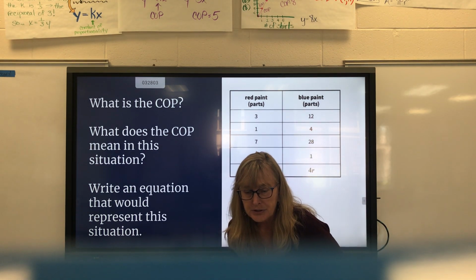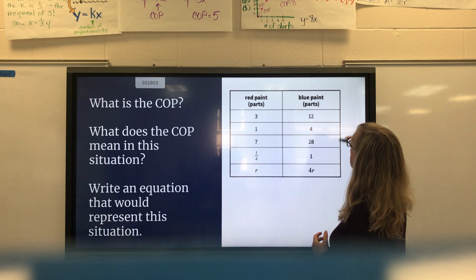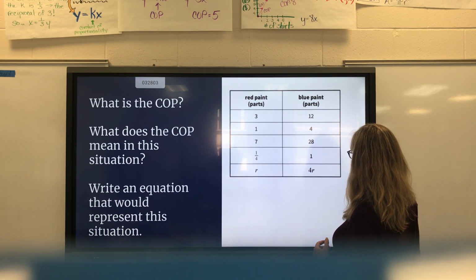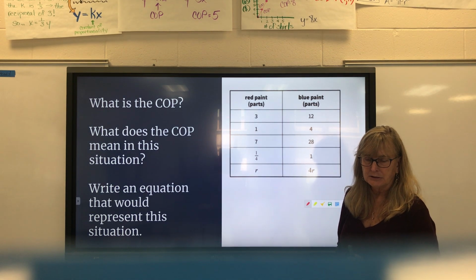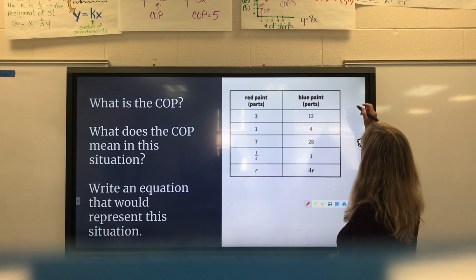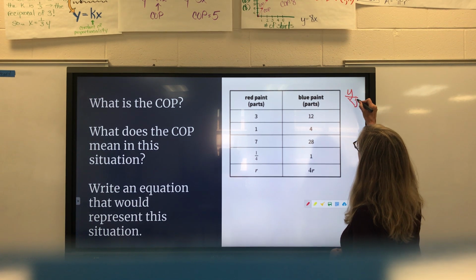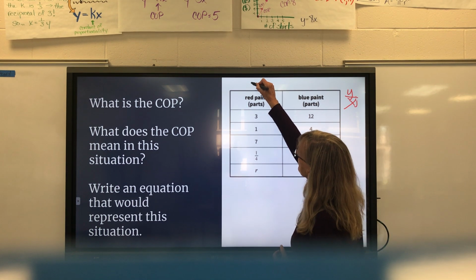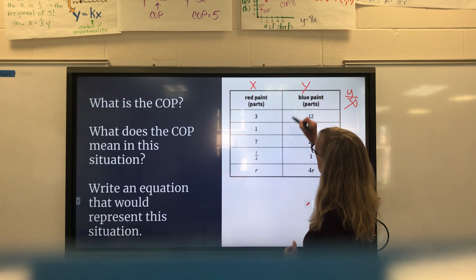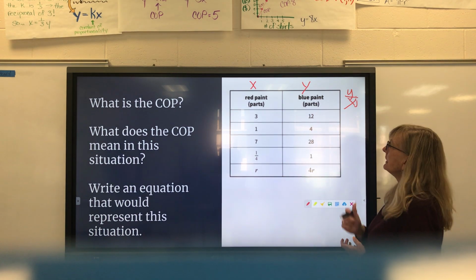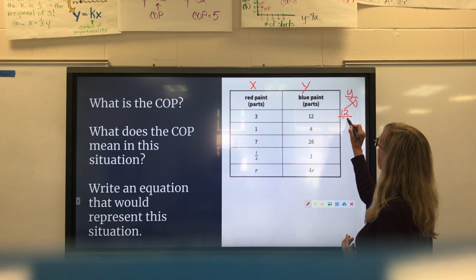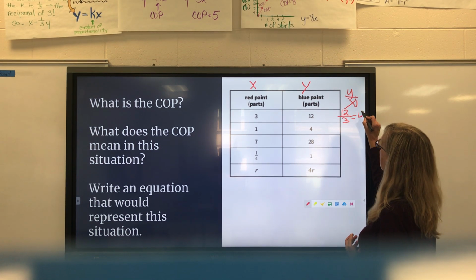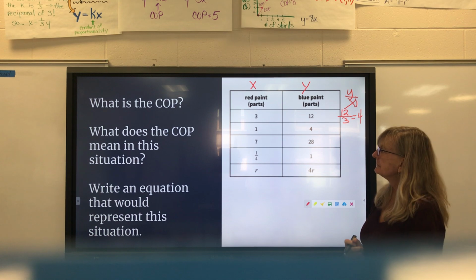Okay? So the COP is going to be, how do we find that? How do we find the COP from a table? Y over X. So I'm going to make another column here and put y over x. This is x, this is y. So y is 12 over 3. That gives me a COP of 4.